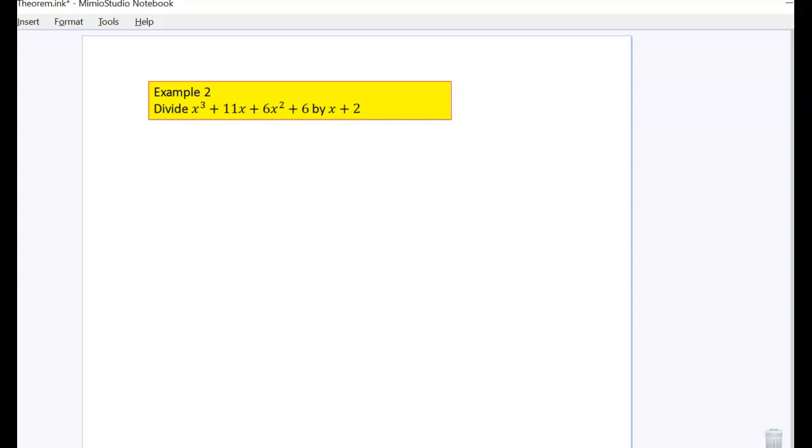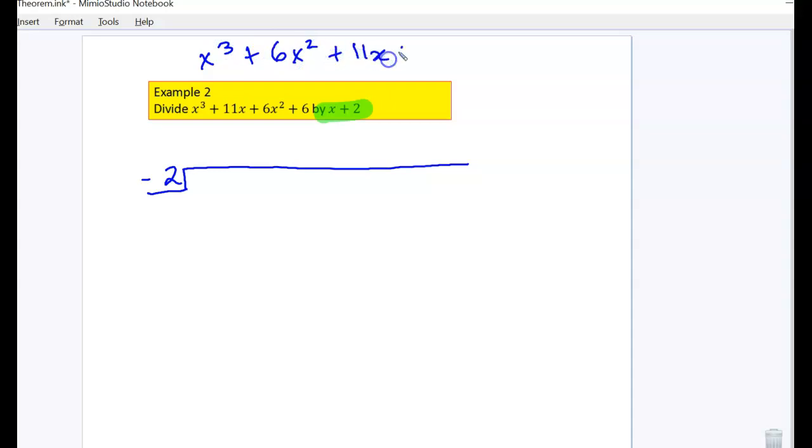Okay, hopefully you've had a chance to try this one. Again, the value that makes x plus 2 equals 0 is going to be negative 2. And again, be sure to rewrite this polynomial in descending order so that you have the right numbers in your synthetic division. So now it's going to be 1, 6, 11, and 6.